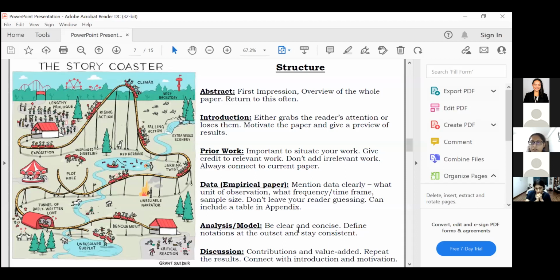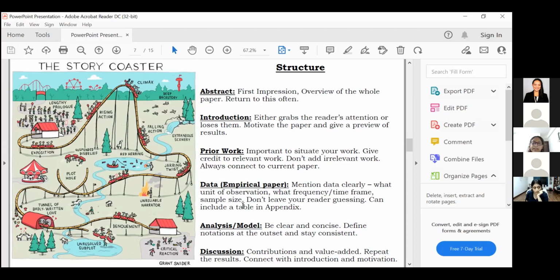And then you move on to the analysis and model section of the paper. So if you are writing an empirical paper, make sure to write the equation, define all of the notations, stay clear and concise. Don't repeat, but make sure you cover every result that you've obtained. And don't leave results hanging in the section that you don't discuss. In the same way, if you're writing a theory paper, define all of the notations at the outset and discuss all of your results in this section.